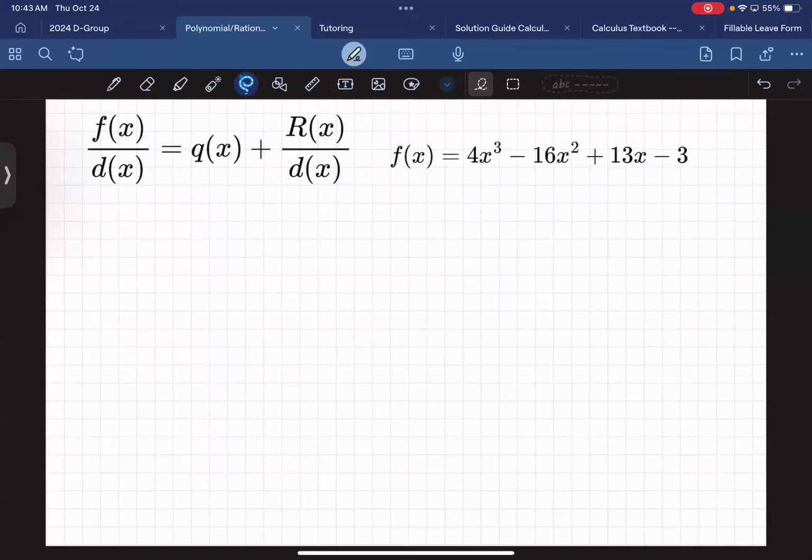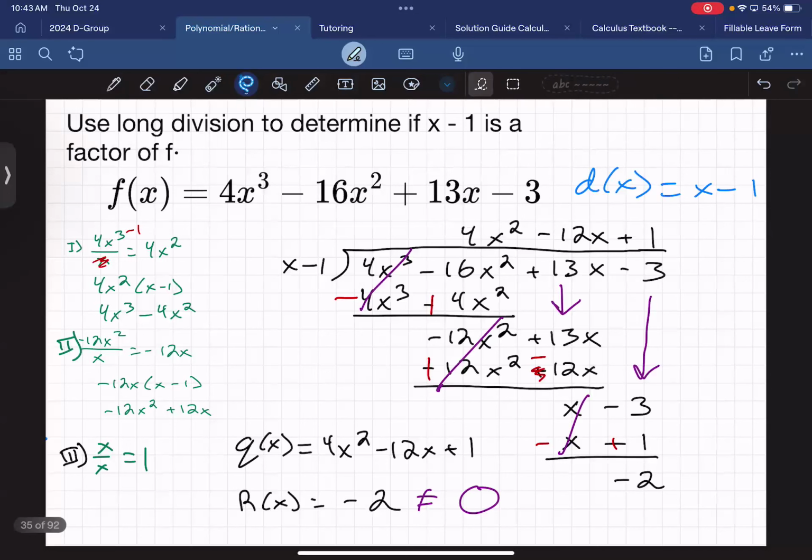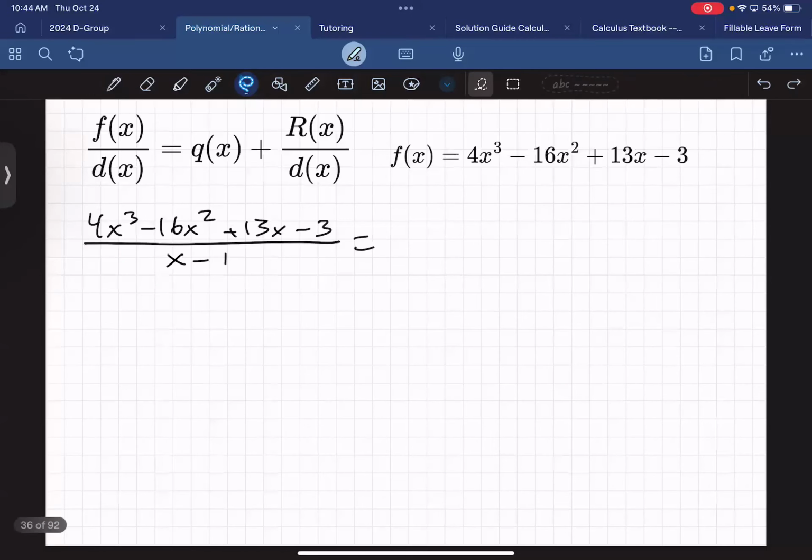So what we want to say is that I took 4x cubed minus 16x squared plus 13x minus 3, and I divided by x minus 1 because that was our divisor. The quotient is the piece that we got from this, right? So we want to make sure to take that and bring it over here as well. That's the quotient. The remainder, as you see, I need to put as that fraction.